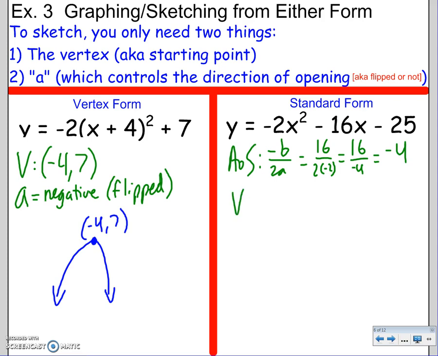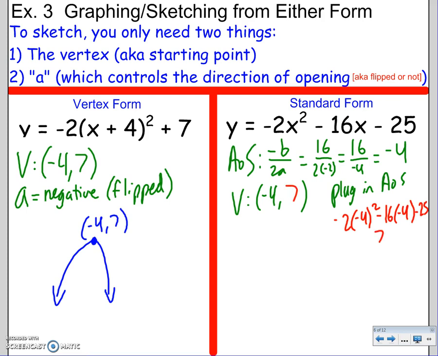So the vertex, we know the x part's -4. To find the y, you got to plug in the AOS. So what I mean is -2 parentheses -4 close bracket squared minus 16 times -4 minus 25, and remember that will give us positive 7. So the same vertex as before on the left side, and then a again is negative. Negative means it's flipped upside down.